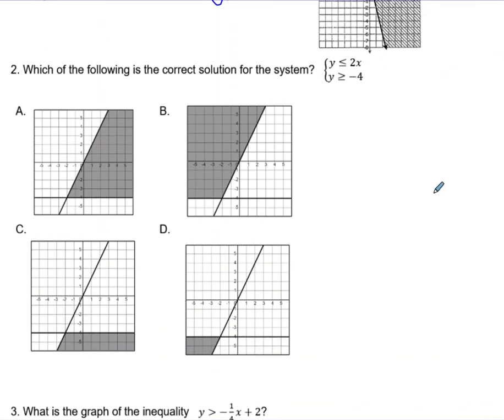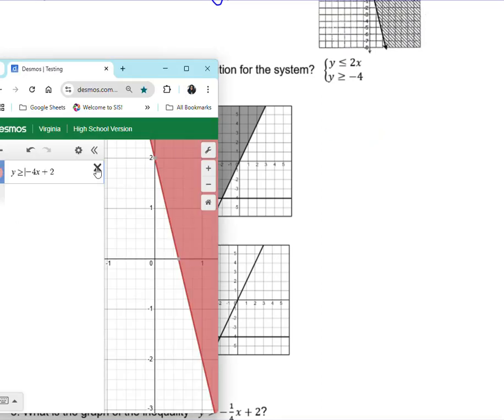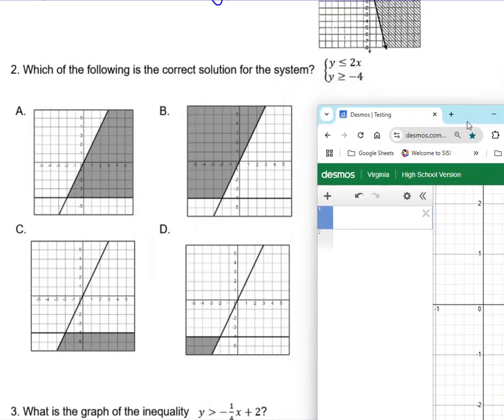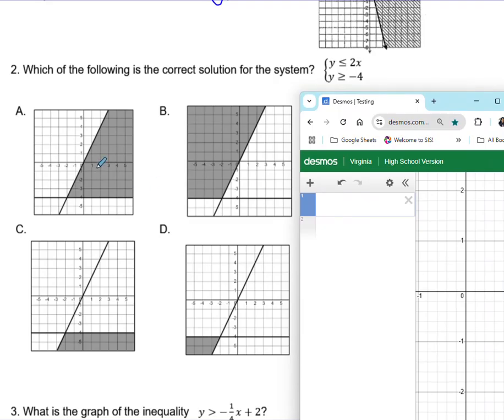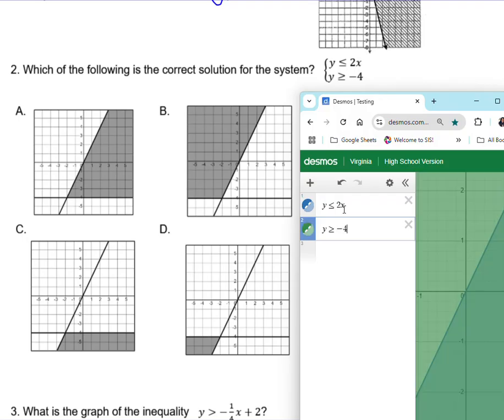It says here, which of the following is the correct solution to the system here? So we're just going to graph it. In Desmos, it's going to shade a lot of things, so we want to be careful. We want to see the ones where they get overlapped, double shaded. So you have y less than or equal to 2x for the first one, and then you have y greater than or equal to -4.